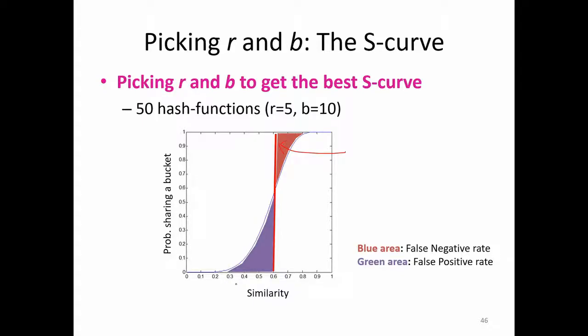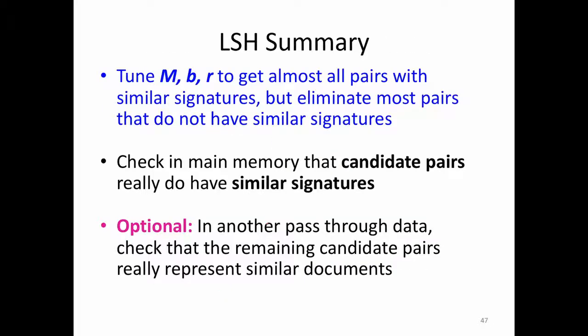And similarly, this area is false positive, where this is on the left side of the threshold, but with some low probability, you are calling this positive. Okay, so this is the locality sensitive hashing trick. You can now tune your b and r to get almost all pairs with similar signature, but also you have to eliminate most pairs.